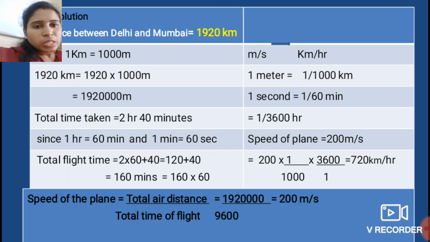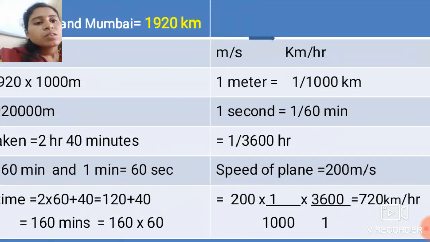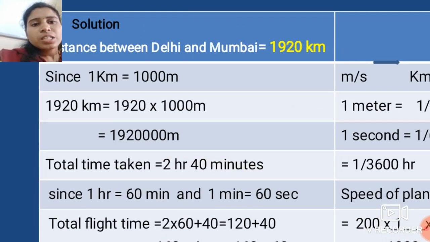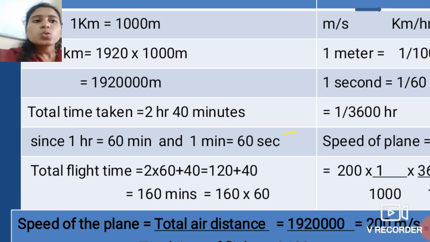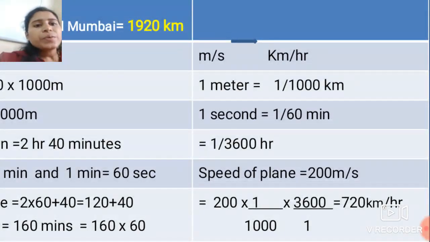that is 200 meter per second. Okay students, now afterwards we can convert this meter per second into kilometer per hour in this way. Just like we thought about 1 kilometer is equal to 1000 meter, and just like here 2 hours are there, so we thought 1 hour is equal to 60 minutes, and here are 40 minutes, so 1 minute is equal to 60 seconds. Just like this, you have to convert this meter per second into kilometer per hour. Means meter into kilometer, second into hour.